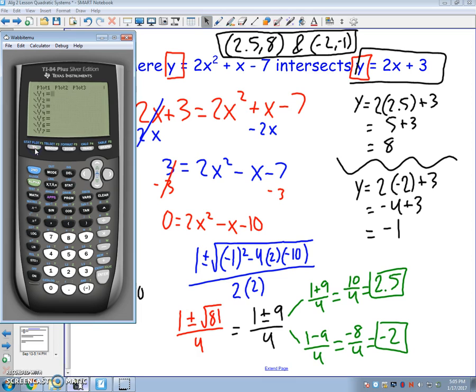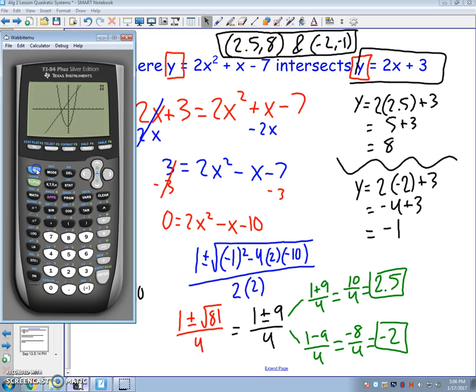So turn on y equals 2x squared plus x minus 7 and 2x plus 3. So I graph that. Notice they cross twice. The one on the bottom left is -2, -1. The one on the top right is 2.5, 8. The calculator could check this for you.